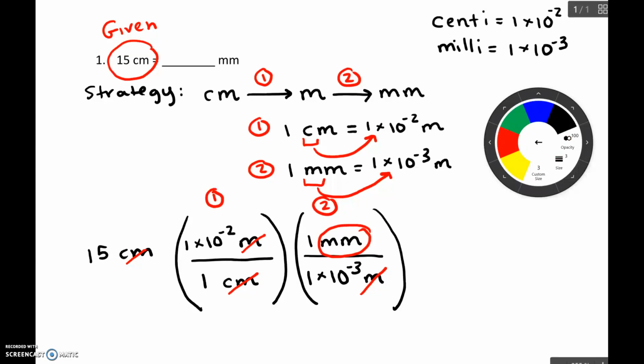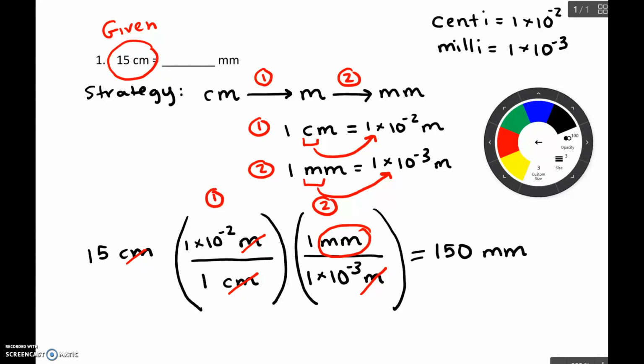So I am ready to do my math here. I've got my units canceling the way they're supposed to. In my calculator, I'm going to enter 15. I'm going to multiply by 1 times 10 to the negative 2, and I'm going to divide by 1 times 10 to the negative 3. And what I should end up with for my answer is 150, and my units here are millimeters.